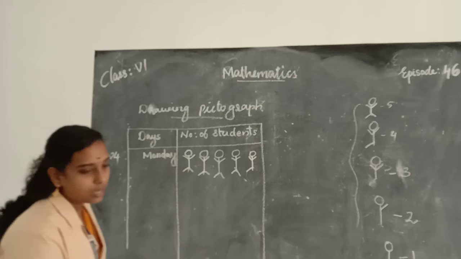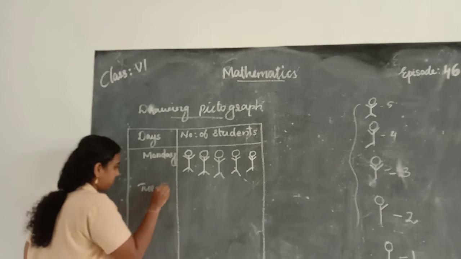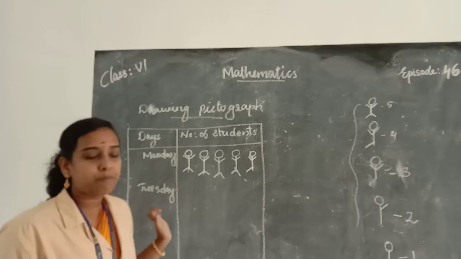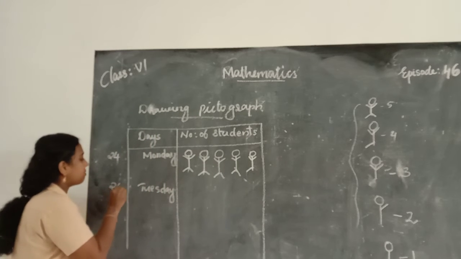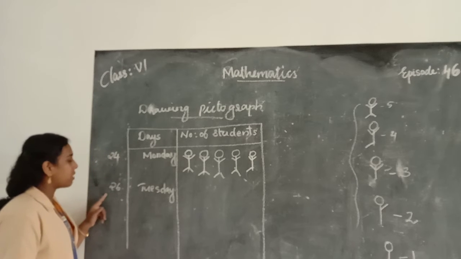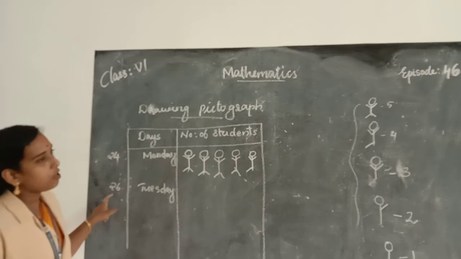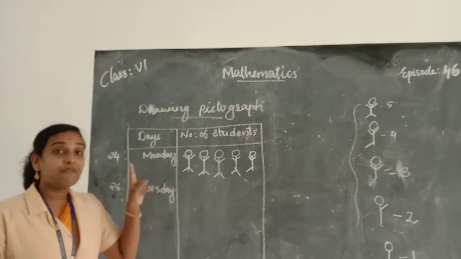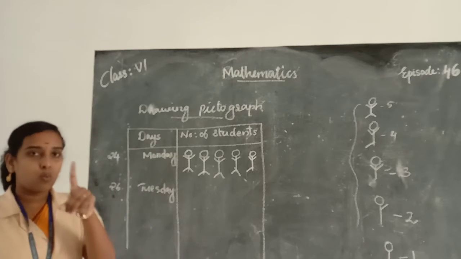Then the next one is Tuesday. How many students were present on Tuesday? 26 students were present on Tuesday. So we take the symbol that represents 5, and 5 times 5 we get 25. So draw 5 figures, each representing 5 students. Then 25 plus 1 is 26. Then draw the figure that represents 1 student.